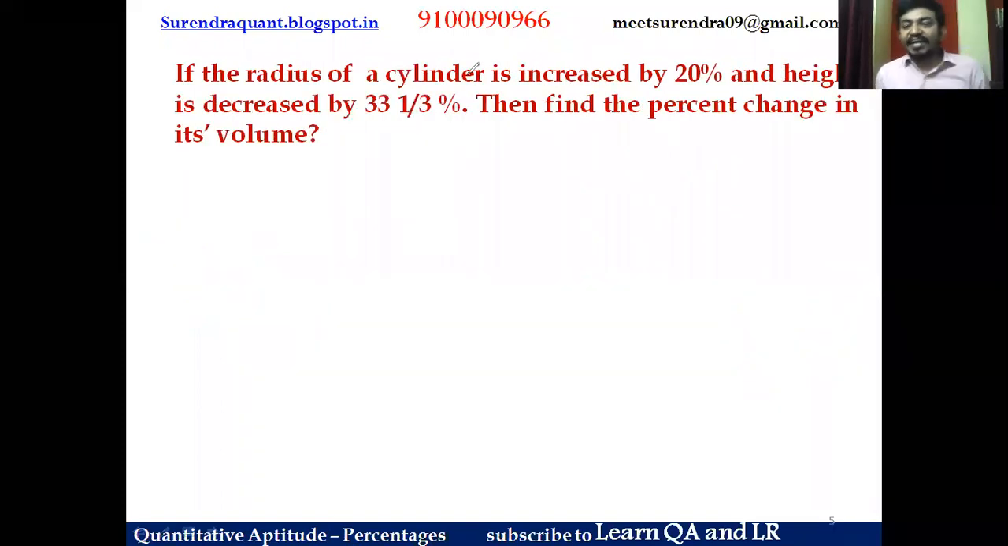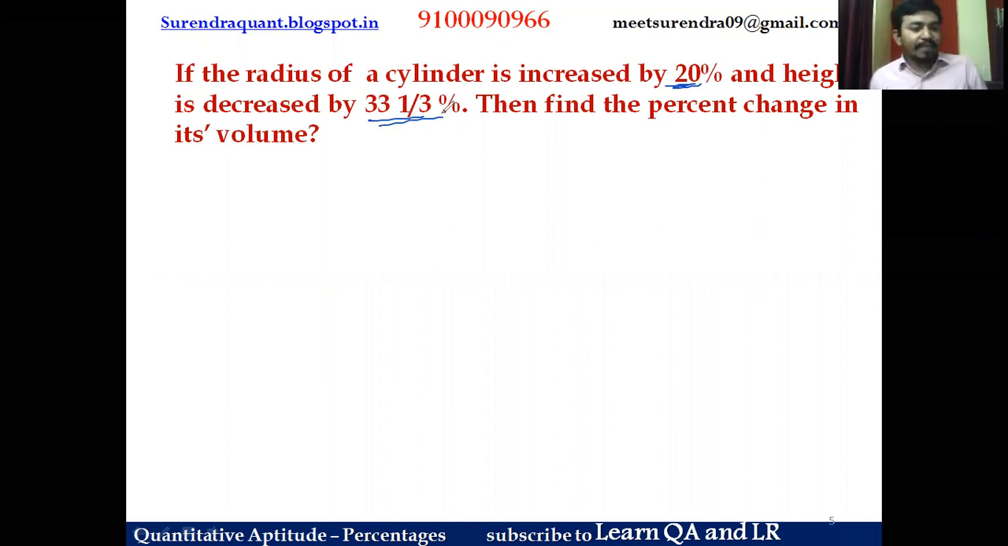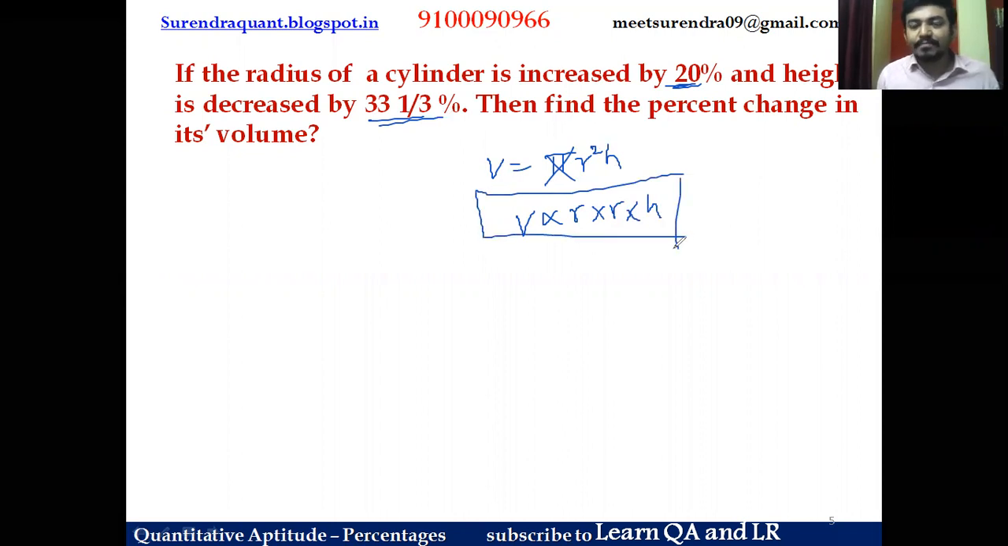Now we have a fantastic 3D question. Let's see. If the radius of the cylinder increases by 20% and height decreases by 33 1/3%, then find the percentage change in the volume. Friends, we know that volume of a cylinder is pi into r square into h. So pi is a constant which cannot affect increasing or decreasing the volume. Only variables play the role. So volume is proportional to r square into h, that is r into r into h. Now you cannot apply A plus B plus AB by 100 because this is applicable for only 2 variables, but now 3 variables are there in the formula, right?